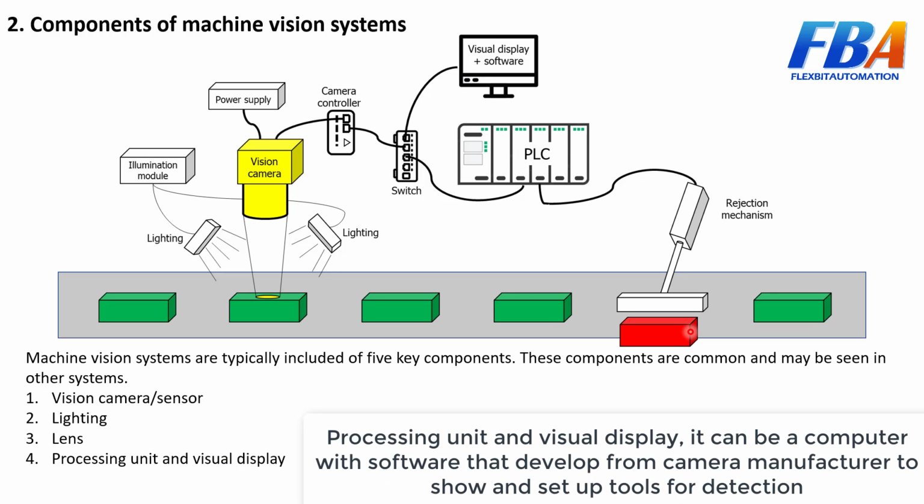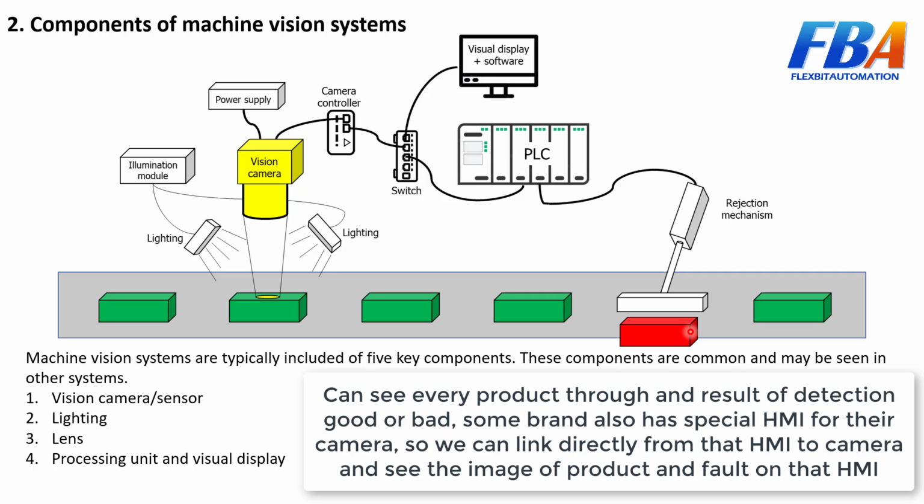The fourth thing is processing units and visual display. This can be a computer with software developed by the camera manufacturer to show and set up tools for detection. So we can see every product and the result of detection, good or bad. Some brands also have a special HMI for their camera. So we can link directly from that HMI to the camera and see the image of the product on that HMI.